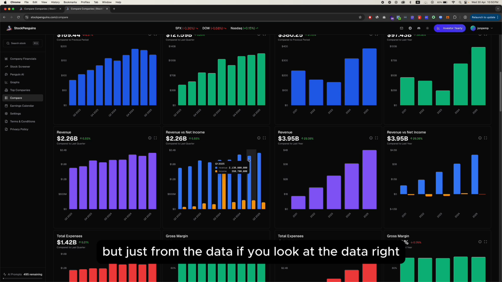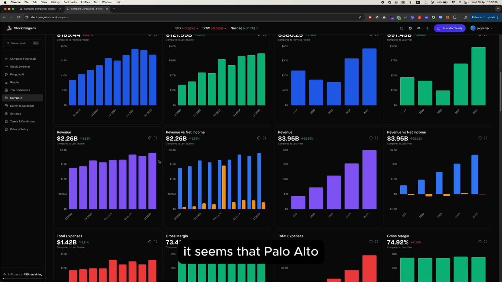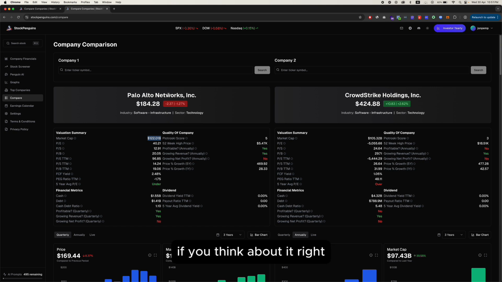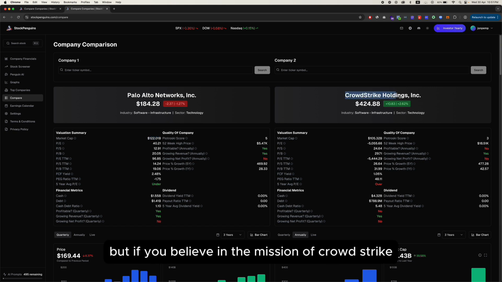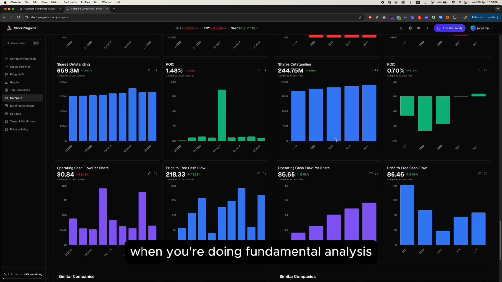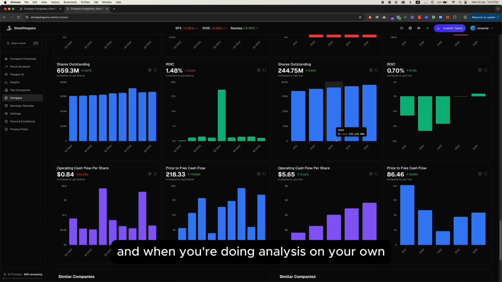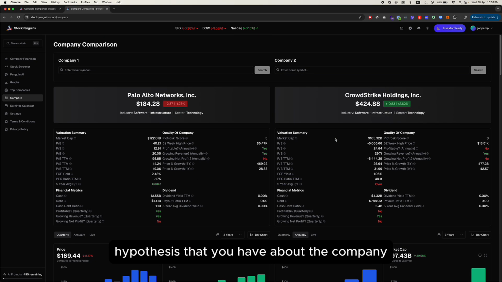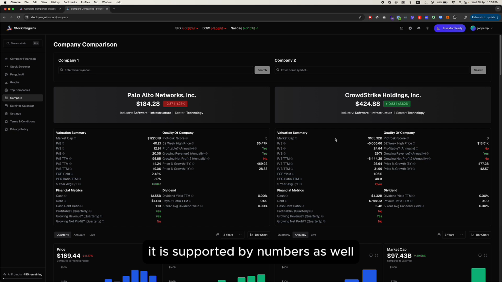But just from the data, if you look at the data, right, it seems that Palo Alto as an investment just has much lower risk if you think about it, right? But if you believe in the mission of CrowdStrike, if you believe in the fundamentals that they will turn it around, then yeah, maybe CrowdStrike is the one for you, right? So ultimately, when you're doing fundamental analysis and when you're doing analysis on your own, look at the numbers. Just make sure that whatever hypothesis that you have about the company, it is supported by numbers as well.